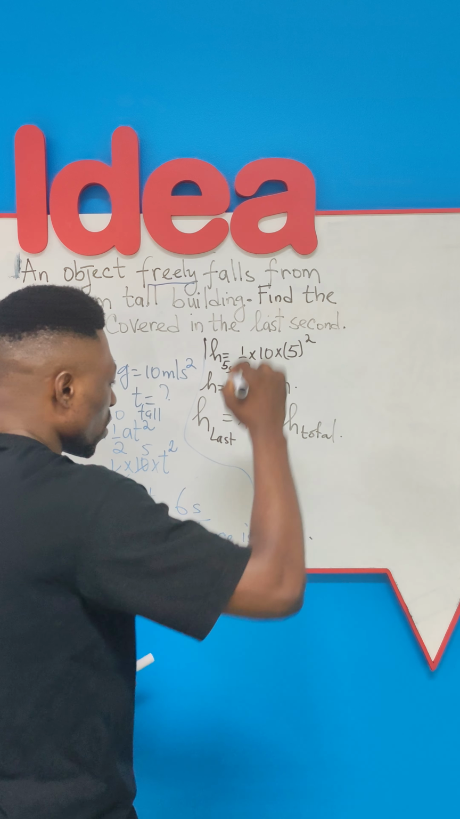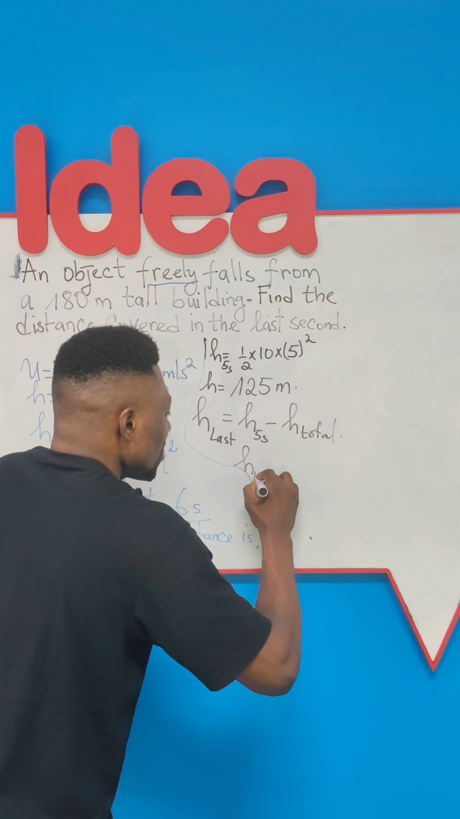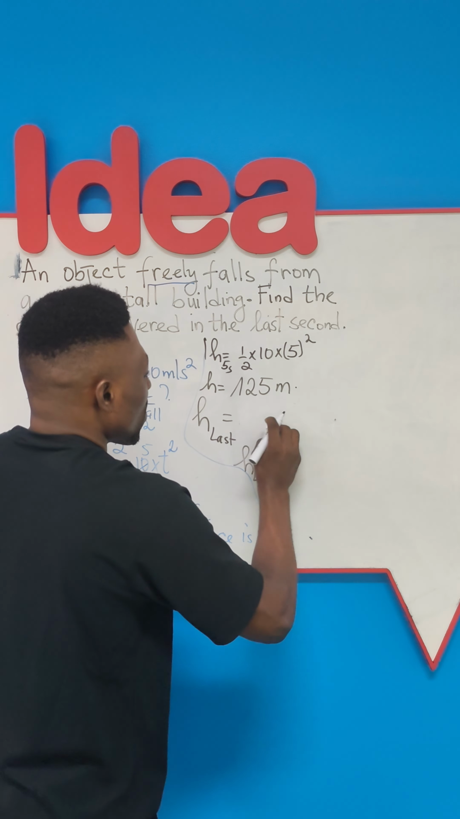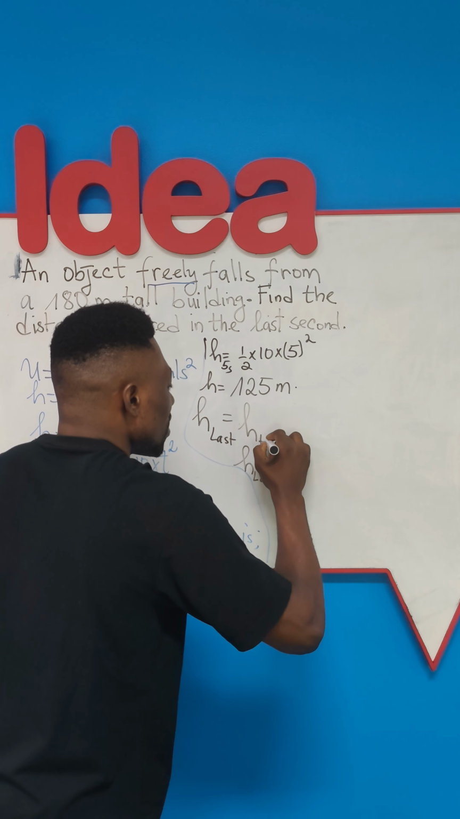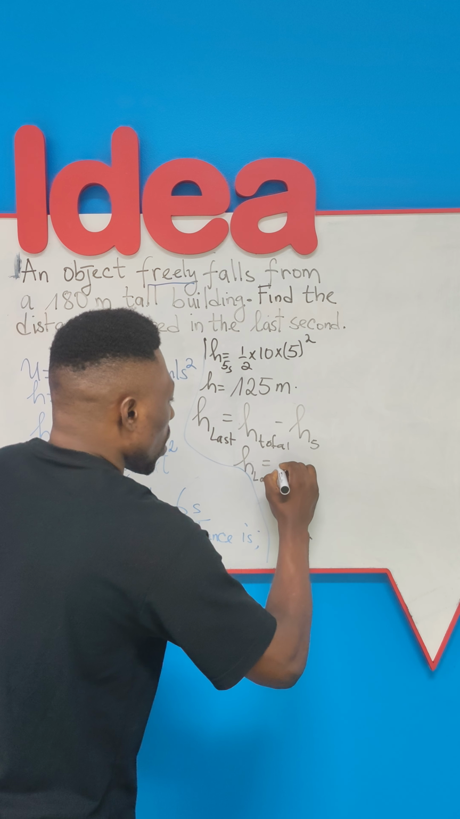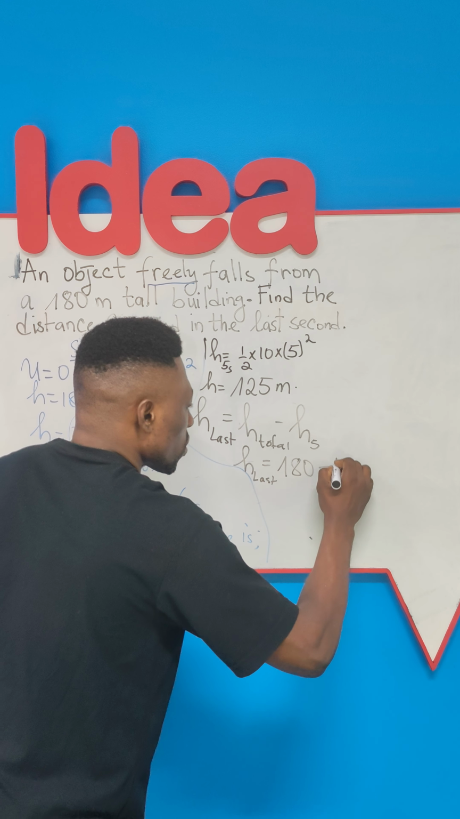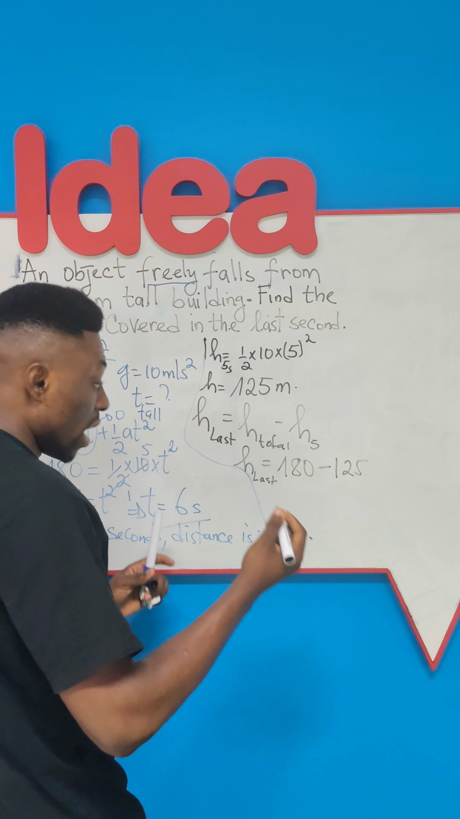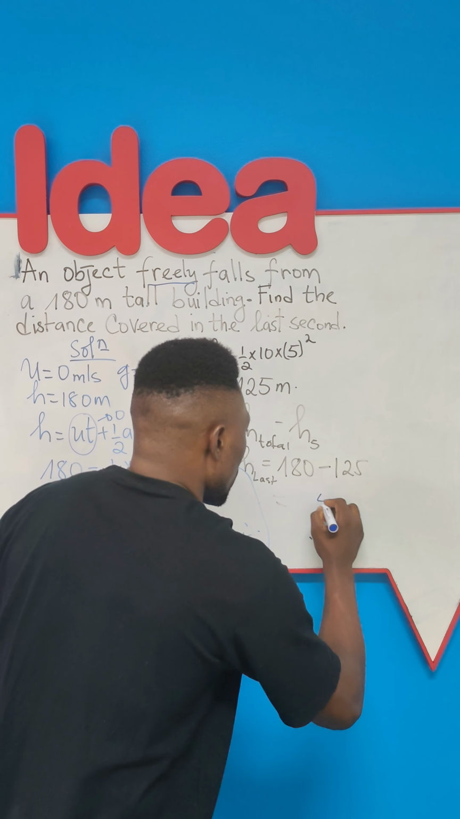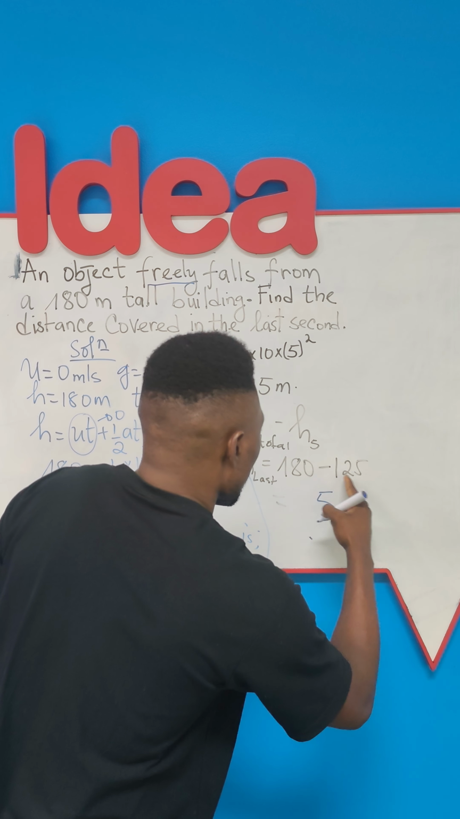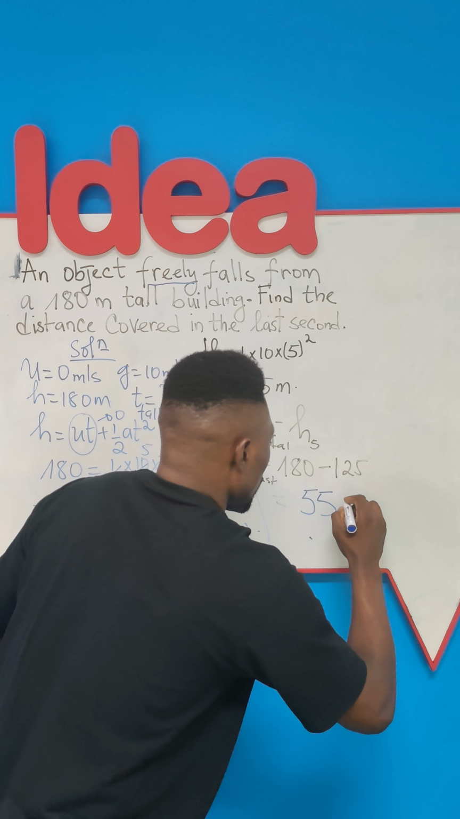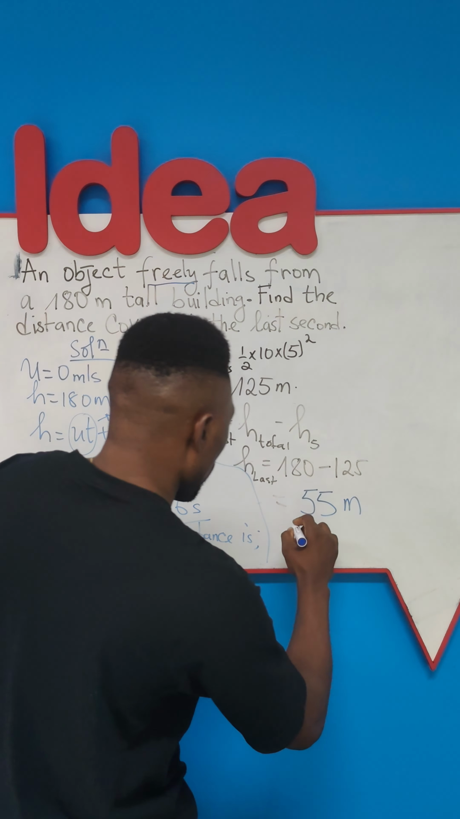Okay? So h in the last second will be nothing else but, no, sorry, it's a reverse. Be very careful here with the sign. It will be h total minus h in the first 5 seconds. Okay, so I'll have here 180 meters minus 125 meters. Therefore, this object had covered, if you do this correctly, 55 meters. All right, I hope I'm correct.